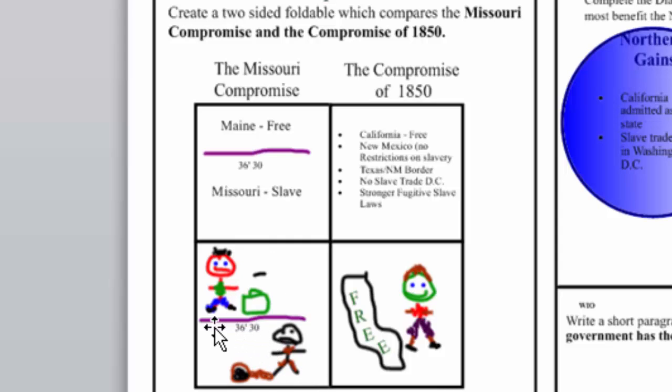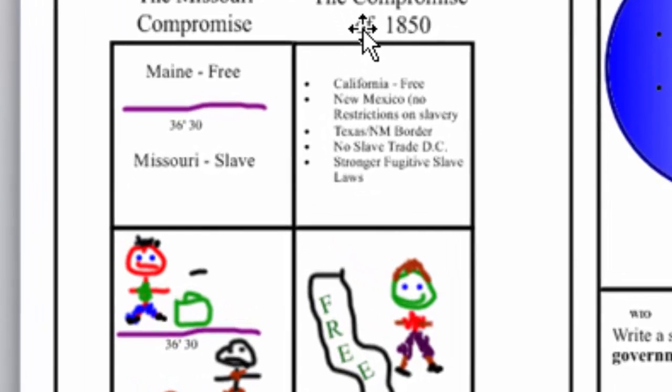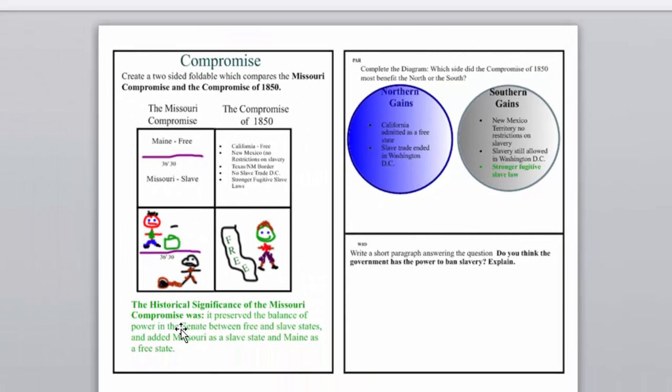As you can see, we have the 36-30 line here. The top person's free, and the bottom person has a chain. All right, on this side, I want you to write the 5 points. So now open up this flap, and I want you to write the 5 points of the Compromise of 1850, and I want you to draw a picture that goes with it. You can see that this one, California comes in as a free state. Down here, I want you to write the historical significance of the Missouri Compromise.